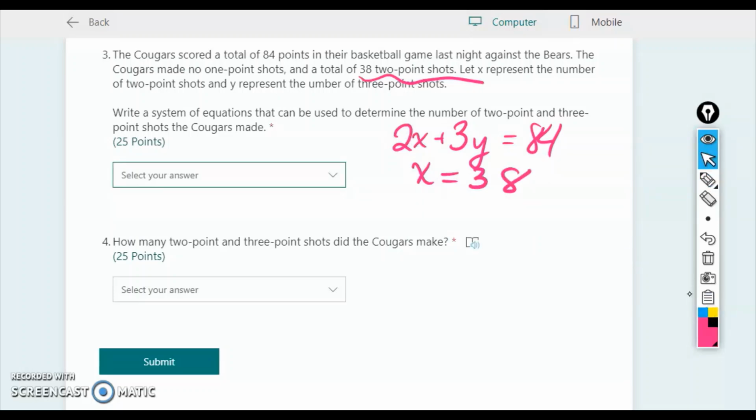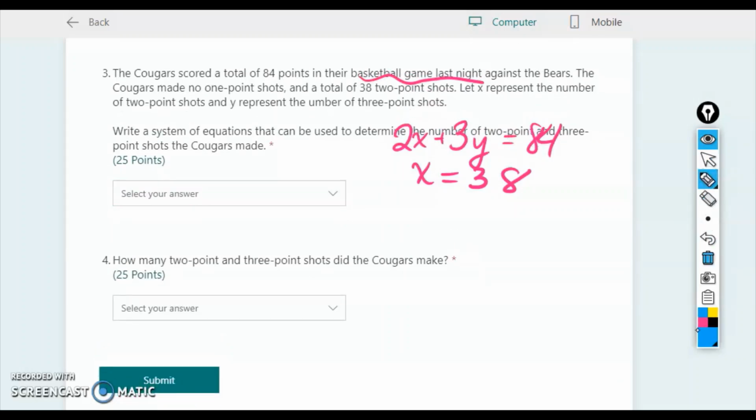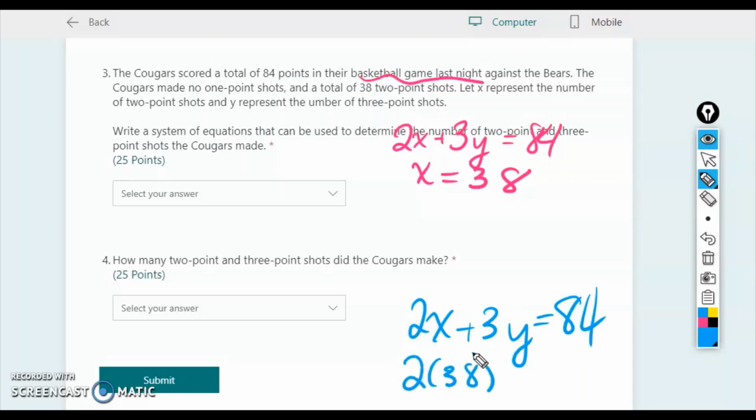How many 2-point and 3-point shots did the Cougars make? We know x is 38, so the number of 2-point shots is 38. So I just need to know how many 3-point shots were made by plugging this value in for x and solving for y. So 2x plus 3y equals 84. So I'm going to do 2 times 38 plus 3y equals 84. You're going to figure out what this value is and subtract it, and then divide both sides by 3, and that'll tell you how many 3-point shots were made.